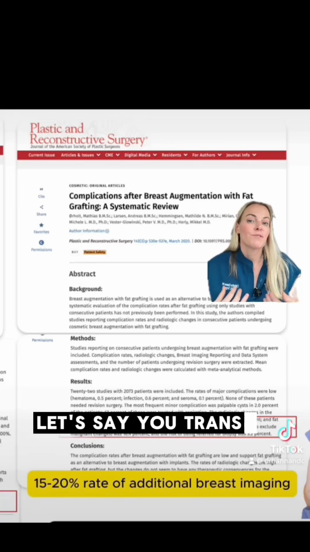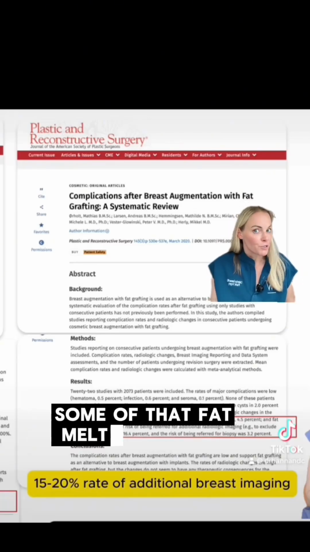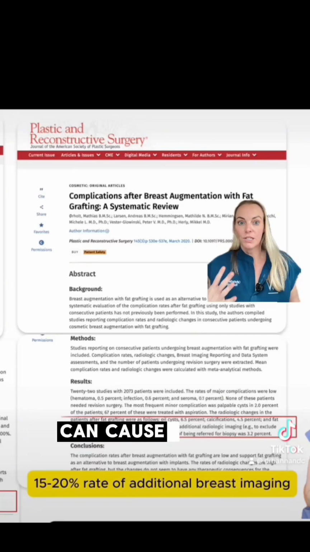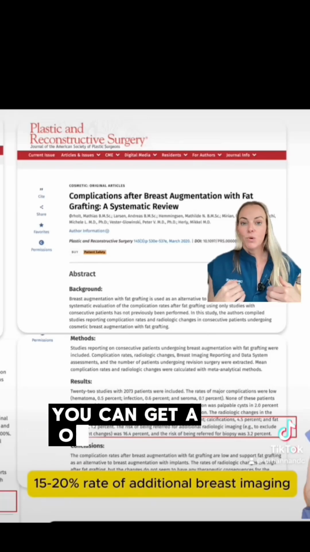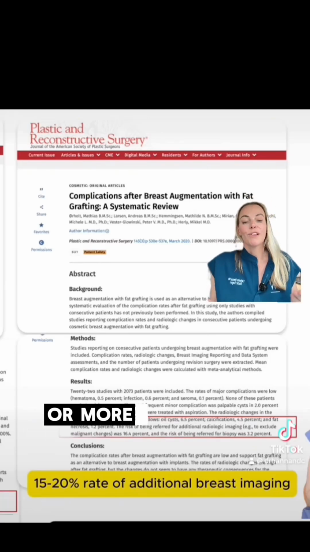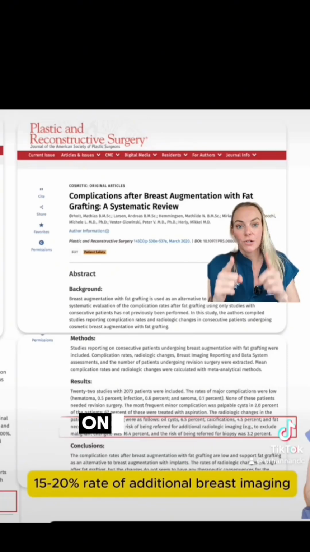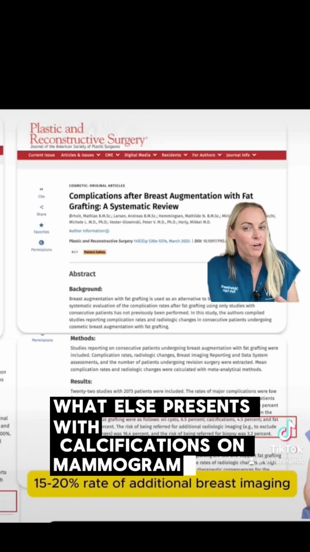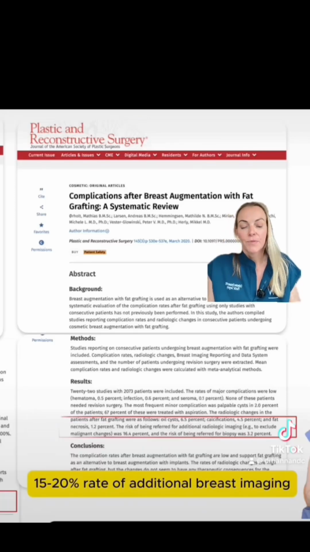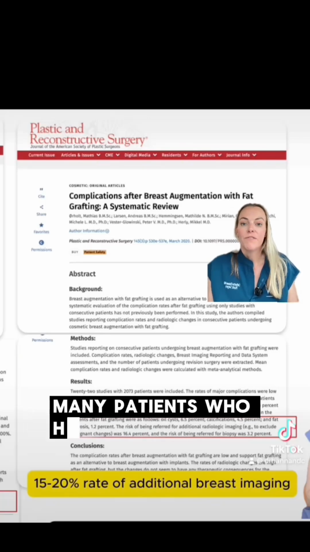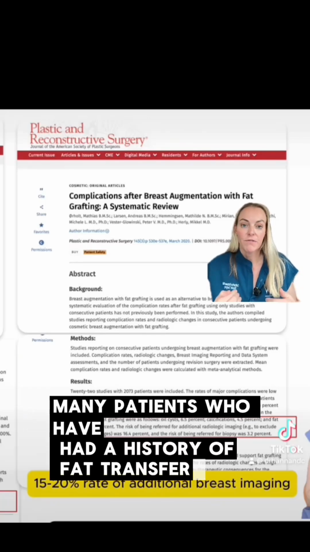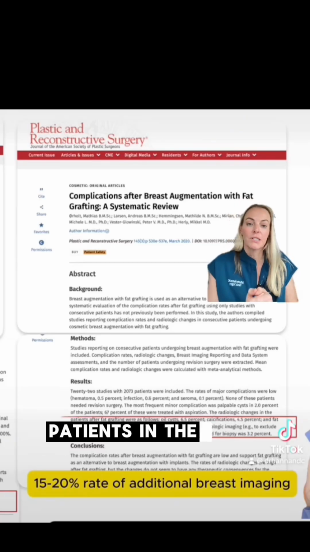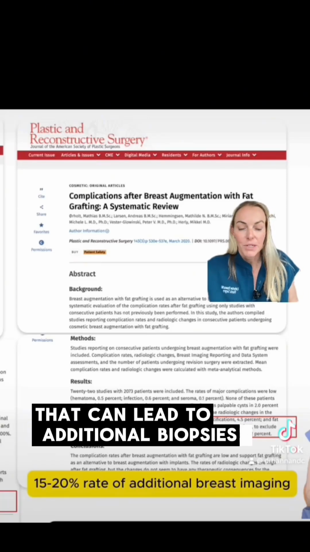But let's say you transfer to your breasts, okay, and some of that fat melts away. In the process, you could get a palpable mass that you can feel, can cause anxiety. You can get an oil cyst that needs to be removed, or more likely, what will happen is calcifications on your next mammogram. What else presents with calcifications on mammograms but DCIS and cancer? So many patients who have had a history of fat transfer will need additional imaging, as here 15 to 20% of patients in this study. And that can lead to additional biopsies as well.